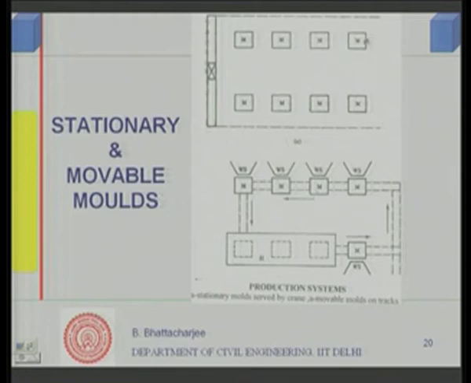See, this is stationary molds. My molds are stationary, as you can see, these are stationary mold situations, and there is an overhead crane. So, the casting is done here onto the mold, the crane takes it out and then shifts it. So, this is called stationary mold.